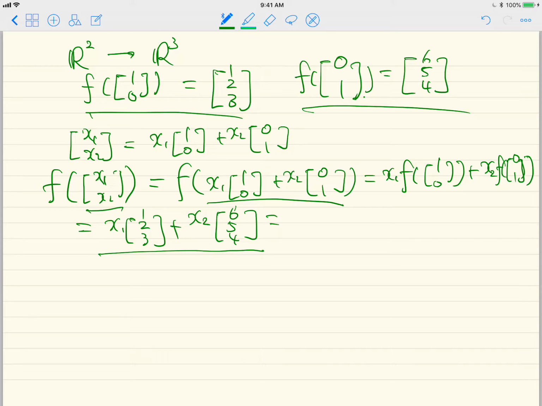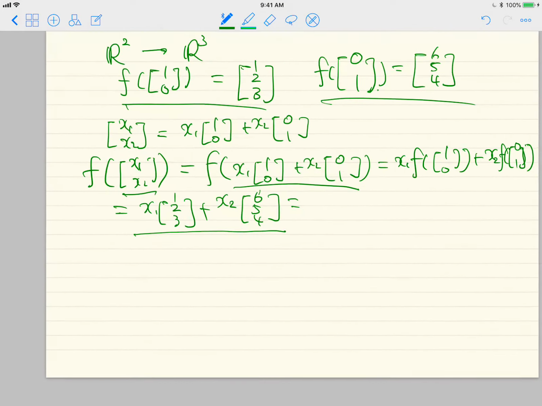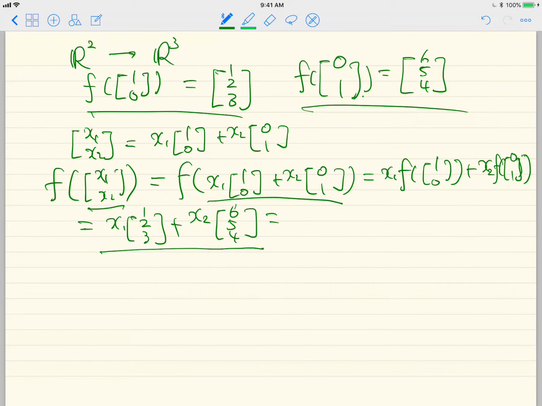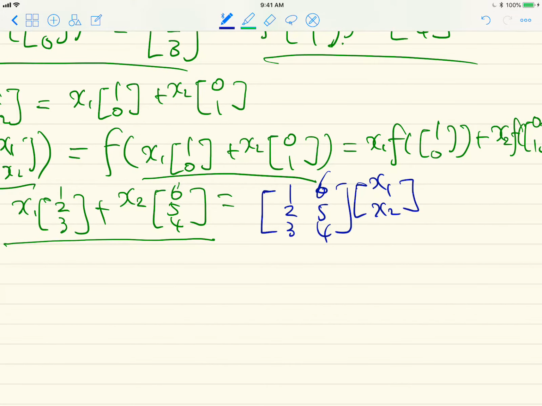This is our full definition, but at the same time, it can be factored out as the product of a matrix and a vector. So this is represented as this. You can verify easily that those two results are the same.